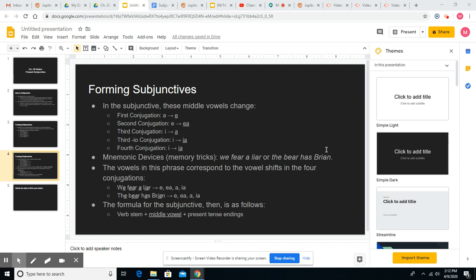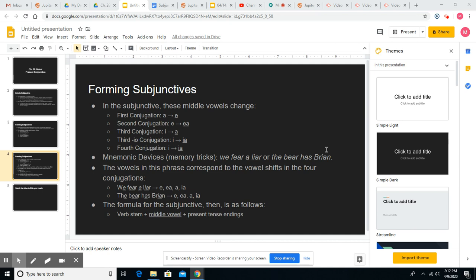The third usually uses an I. It's now going to use an A. Third IO and fourth usually use an I, and now we'll use an IA. So we need to remember these vowels and what shifts occur.